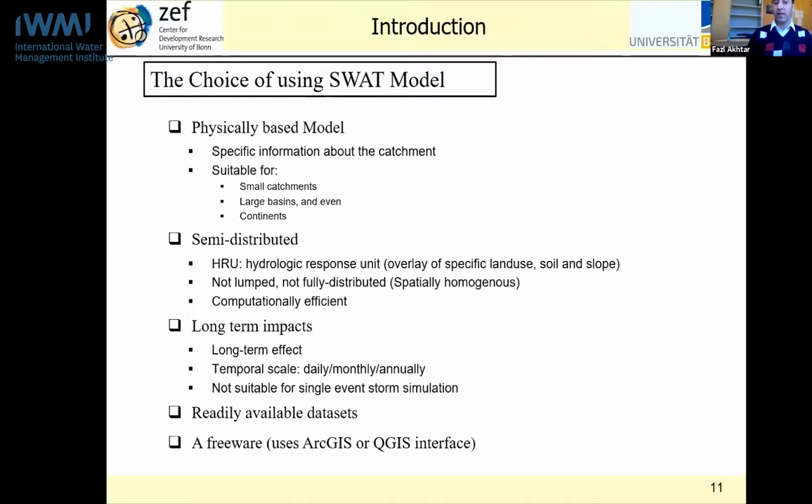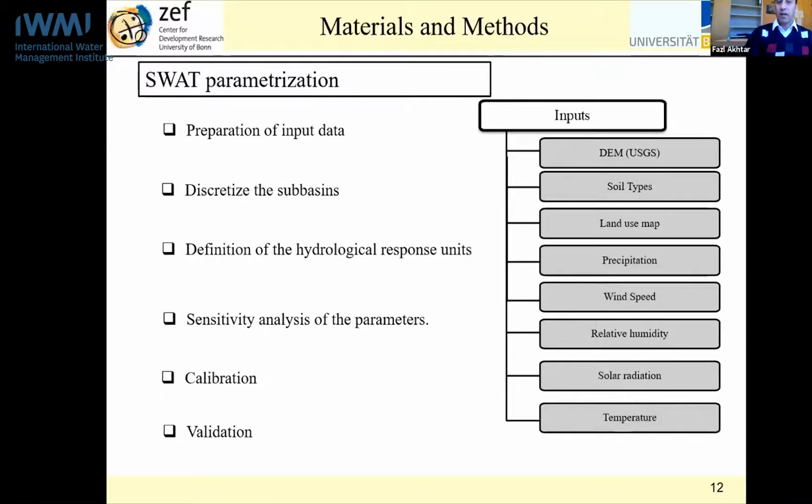One of the interesting points, as I said earlier, was the readily available datasets. In the case of the data scarce Kabul River Basin, we could make use of the CFSR dataset, which is available on the SWAT website, and everybody can access it for a certain period. And also it's freeware. It can be used with the GIS, QGIS, and ArcGIS interfaces.